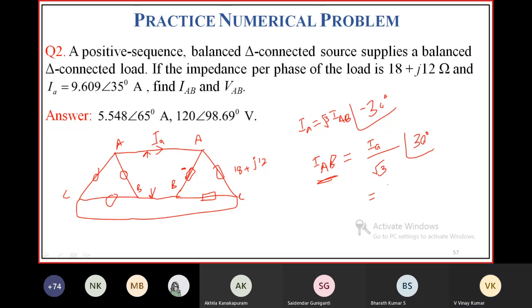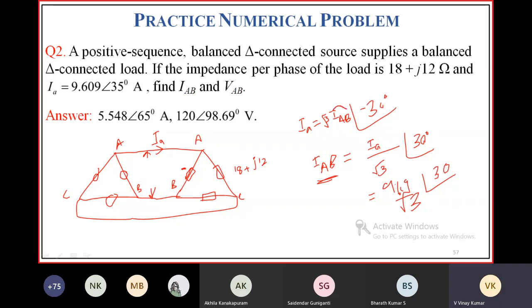You will get 5.547. Sorry, 9.09, right? You are getting 5.548. What is it? 9.609 by root 3, at an angle of 30 degrees.